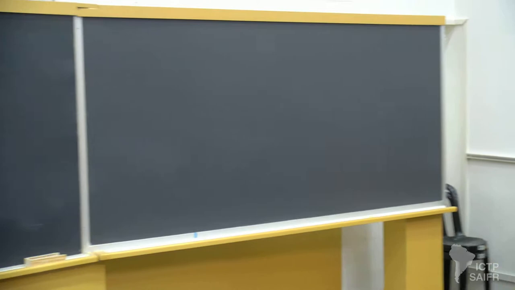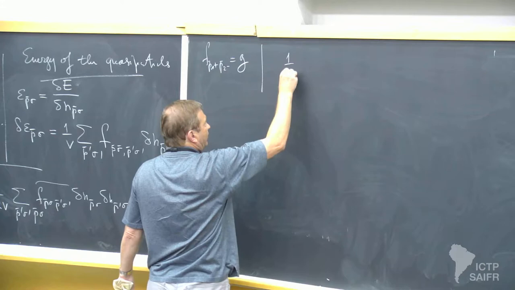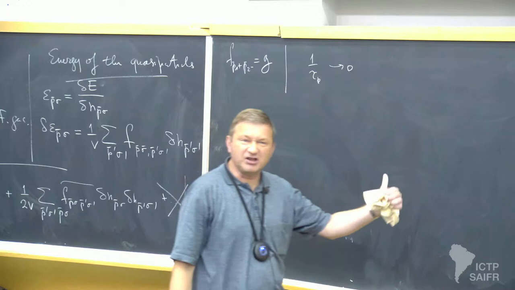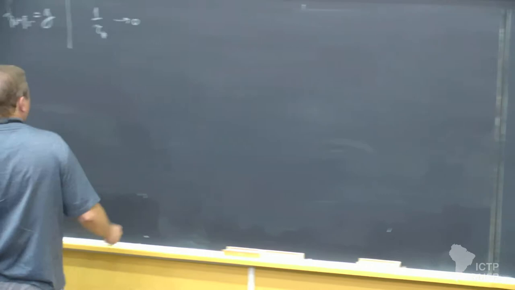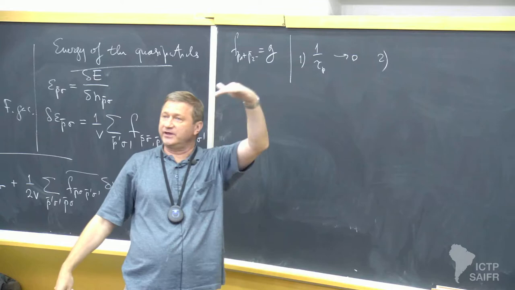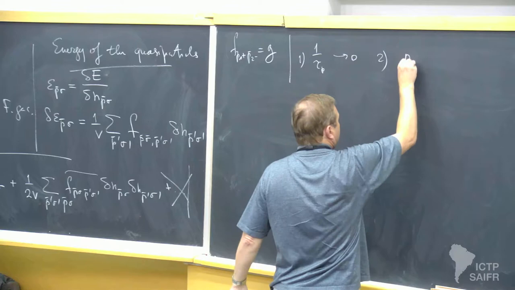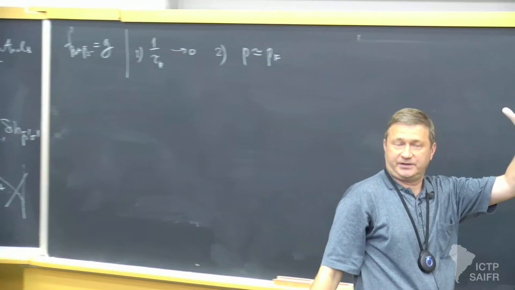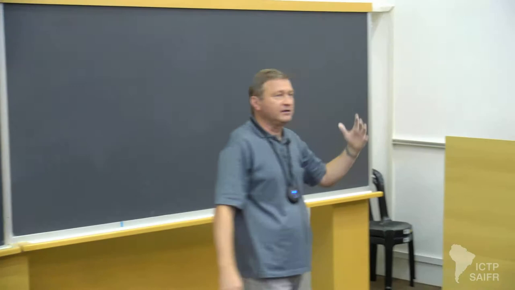So, two things. First of all, we have 1 over tau goes to zero. This collisional rate is very, very low, so it's practically collisionless behavior. And the second part is we are interested in the excitations close to the Fermi surface. That means low energy excitations, and these are almost classical, described by semi-classical things.